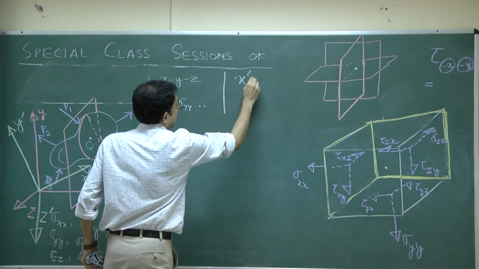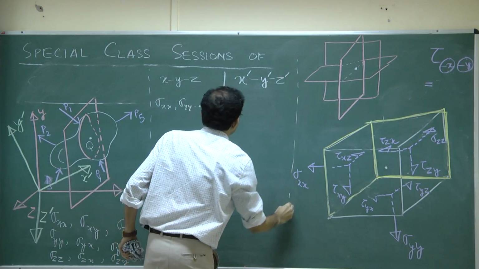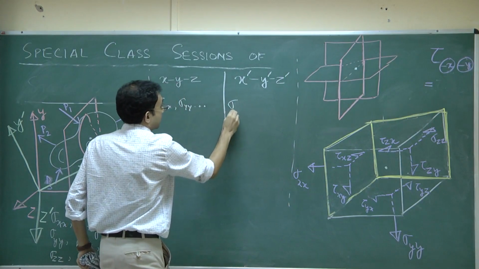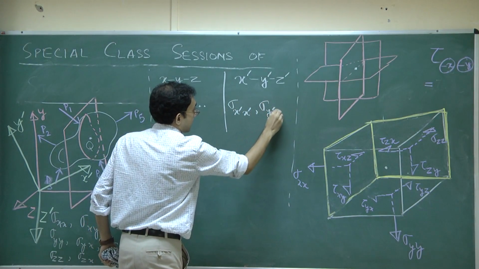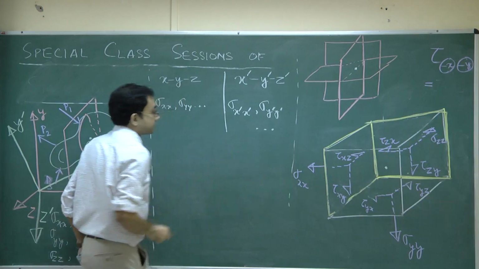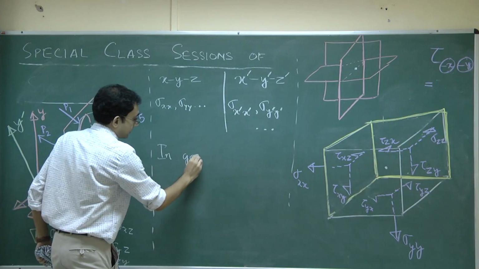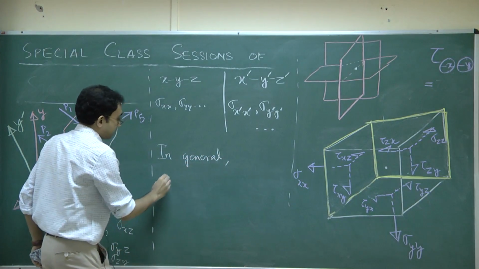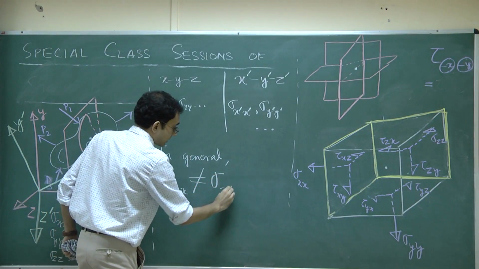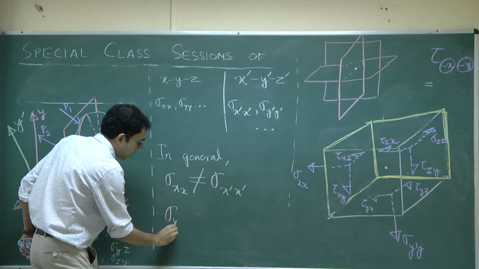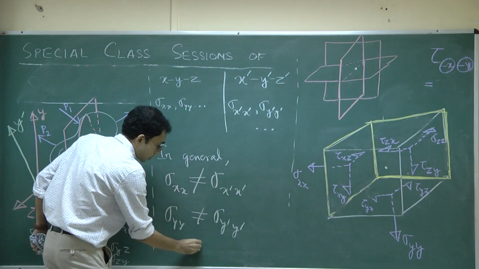When we use the x dash, y dash, z dash system, we would end up with sigma x dash, sigma y dash, and so on. In general, and this is very important, sigma xx is not going to be equal to sigma x dash, sigma yy is not going to be equal to sigma y dash, and so on and so forth.